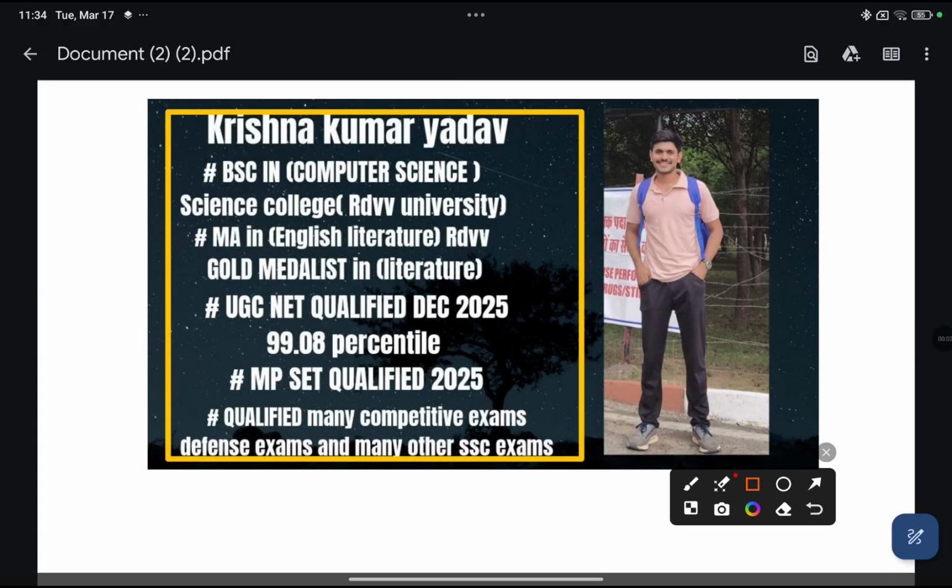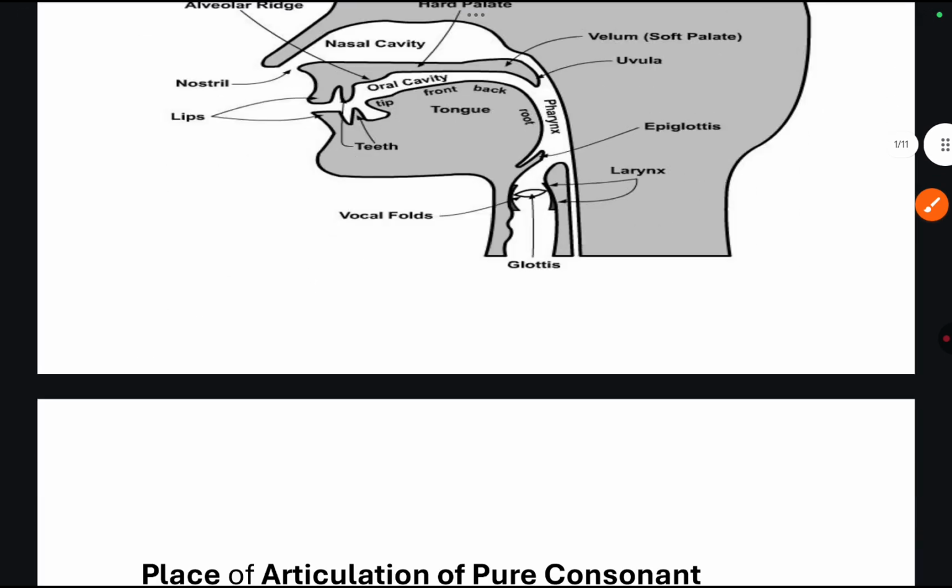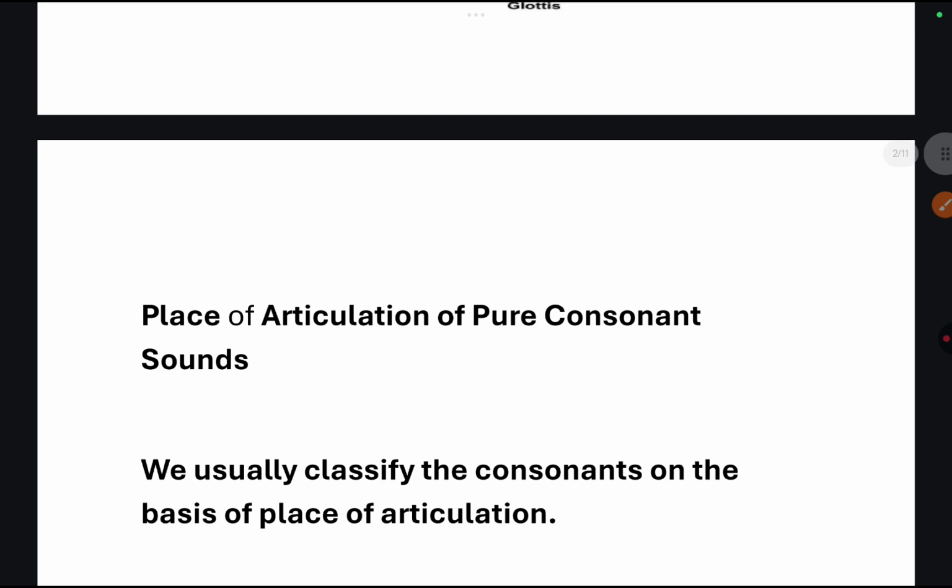So, hello everyone. Today we are going to deal with the topic of place of articulation. Before moving to the main points, this is something about me. You can see here. Now, moving to the main part, the place of articulation of the pure consonant sounds.